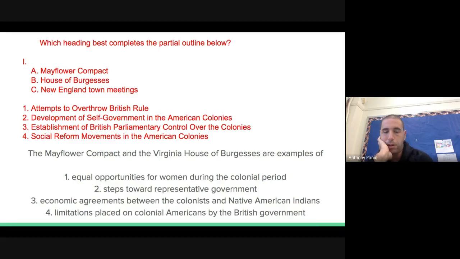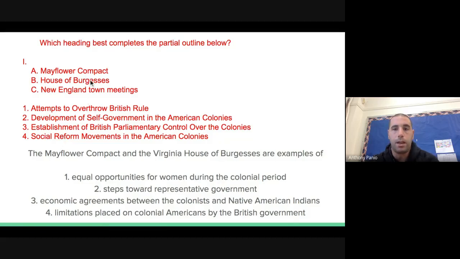Okay, Abigail, which 2 answers are you stuck between? Liz Mel says B, which I assume she means 2. Which 2 answers are you stuck between, Abigail? 2 and 3. Well, those are the 2 good ones to be stuck between. So let's narrow down 2 and 3. Starting with 2. Actually, let's start with 3. The establishment of British parliamentary control over the colonies.